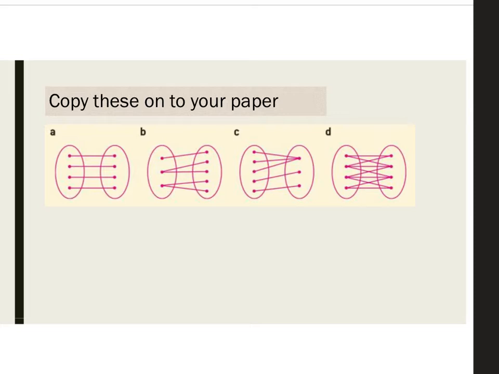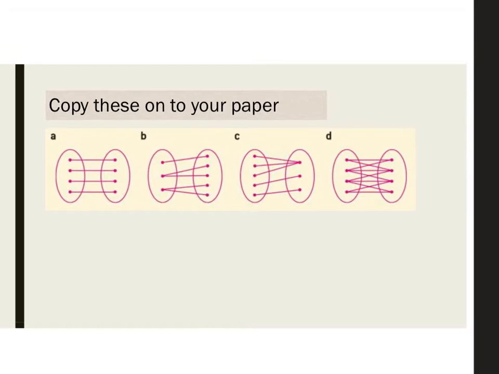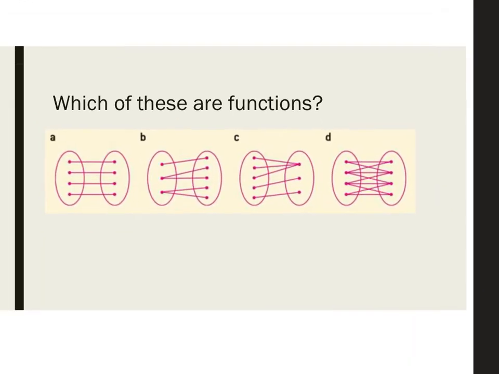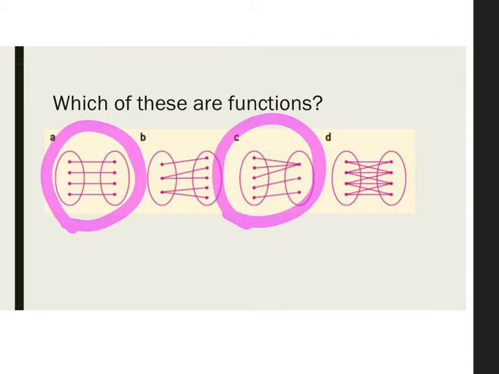What I want you to realize is that the one on the left, these are called mapping functions, or mappings. On the left is considered to be the domain, and on the right is considered to be the range. So here's a question. Which of these are functions? It should be those two, because every element of the domain is paired with one element of the range.